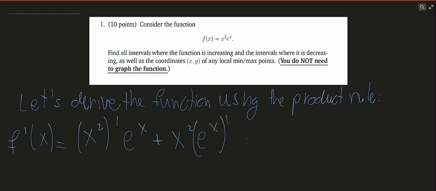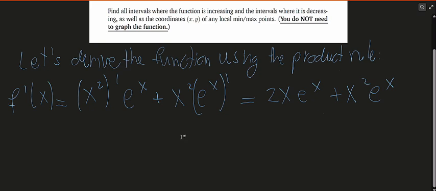Now, let's actually see how we can proceed. What's the derivative of x squared? This one, it's just 2x, so 2x times e to the x, logical. And this one, x squared times, what's the derivative of e to the x? It's e to the x. e to the x stays the same thing. e to the x is in fact its own derivative. That's one of the reasons why it's special. So f prime of x is equal to 2x times e to the x plus x squared times e to the x.